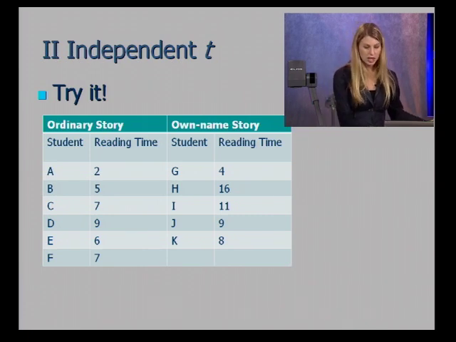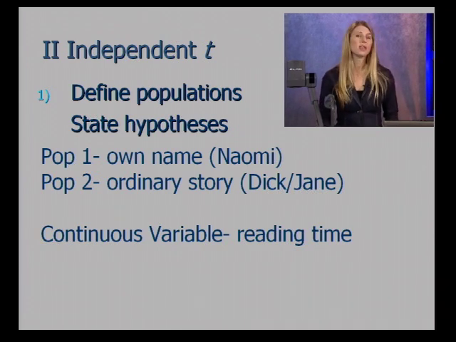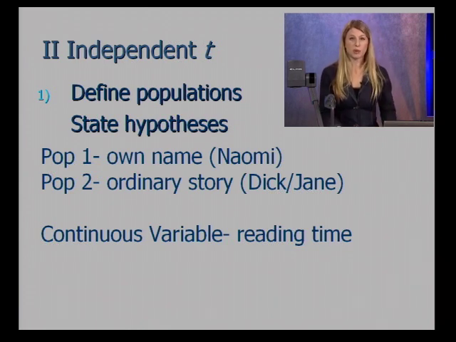Now, the first thing you want to do with this information is define the populations, the 2 populations of interest. Population 1 is the one that you're really interested in. Typically, it's your experimental group, whichever one you're interested in seeing if it has some effect. So that's going to be the population where they read the story with their own name, the own name story.